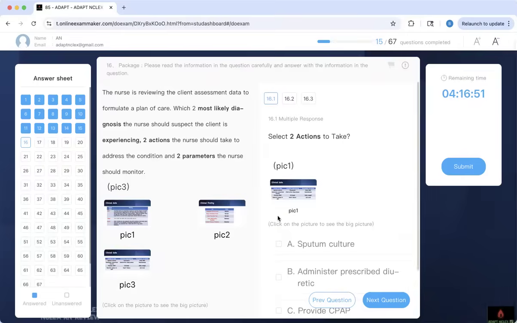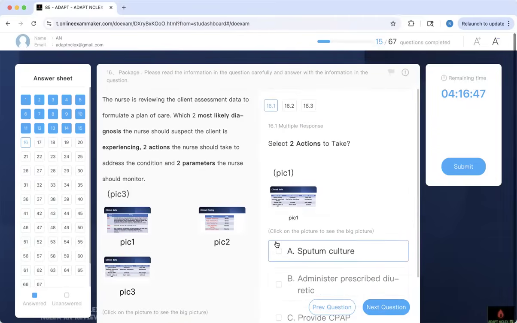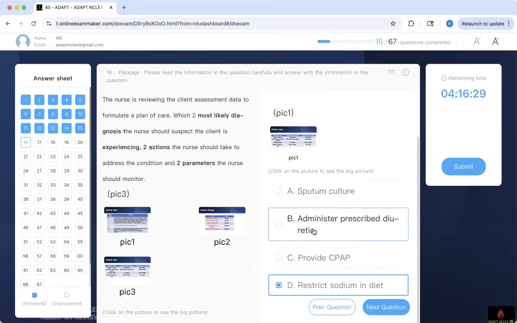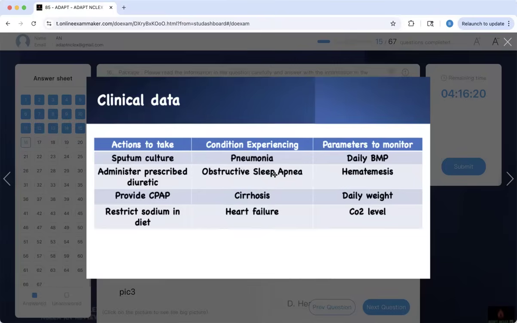This patient looks like he's having CHF. And therefore, what do you want to do? Select 2 actions to take. What do you think? Select 2 actions based on this patient, the condition this patient is in, CHF. Therefore, what are we going to take? Restrict that. And we're going to give them diuretic. Restrict what? Sodium, give them diuretic. And then after that, we can make our diagnosis.